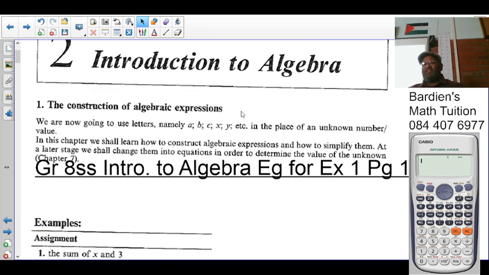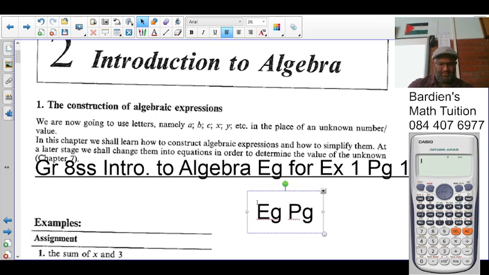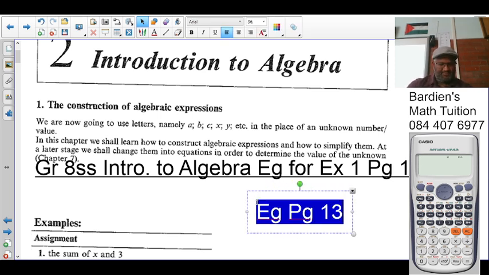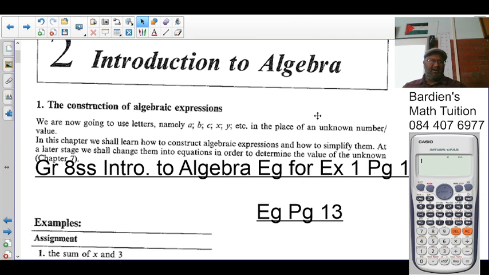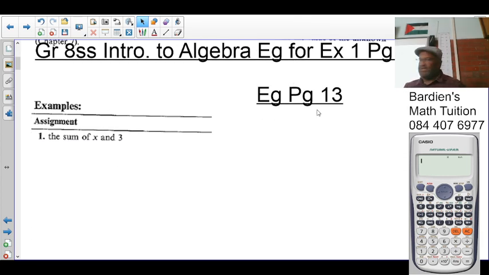Okay, so today we're looking at the introduction to algebra, looking at the examples for exercise 1, and exercise 1 is on pages 14 and 15. At this point, we look at the examples on page 13. Examples, page 13. We're looking at the construction of algebraic expressions, the first section of the introduction to algebra topic.